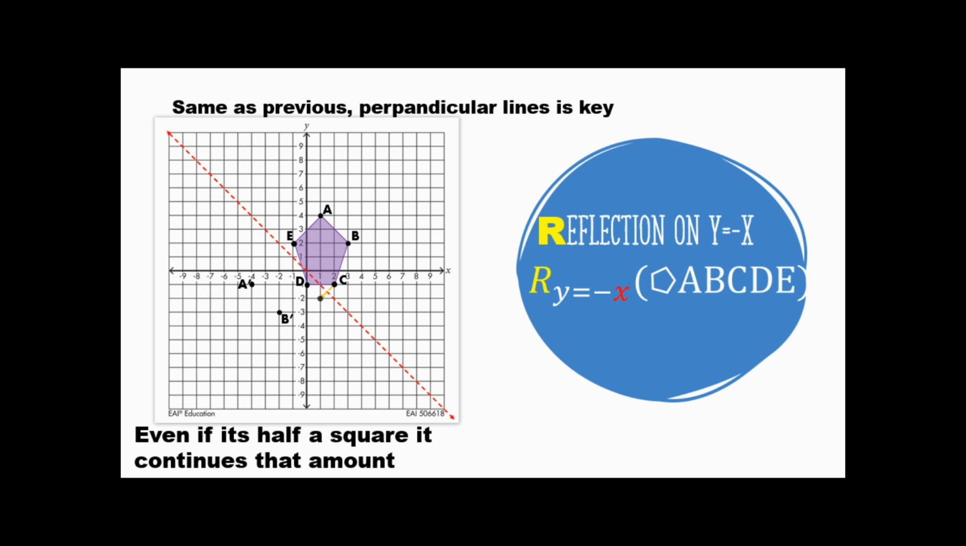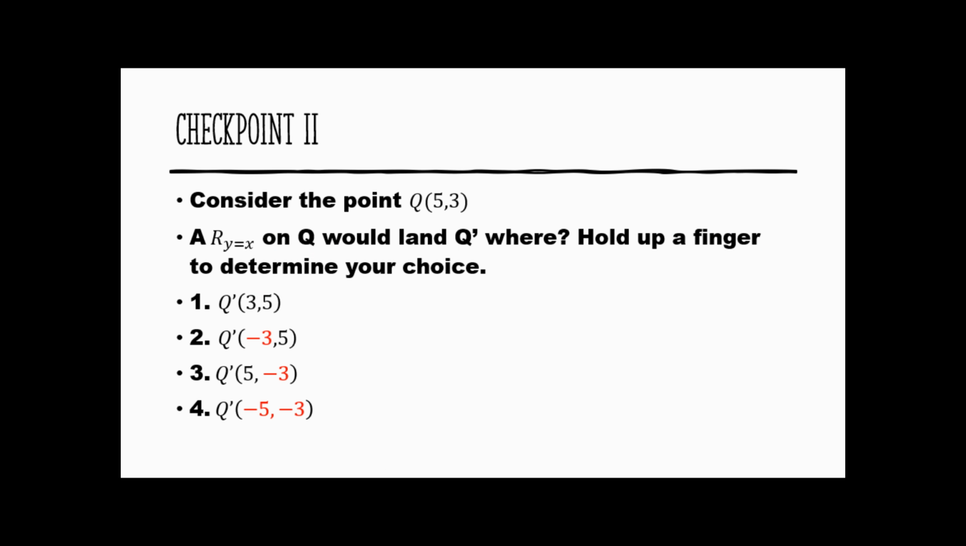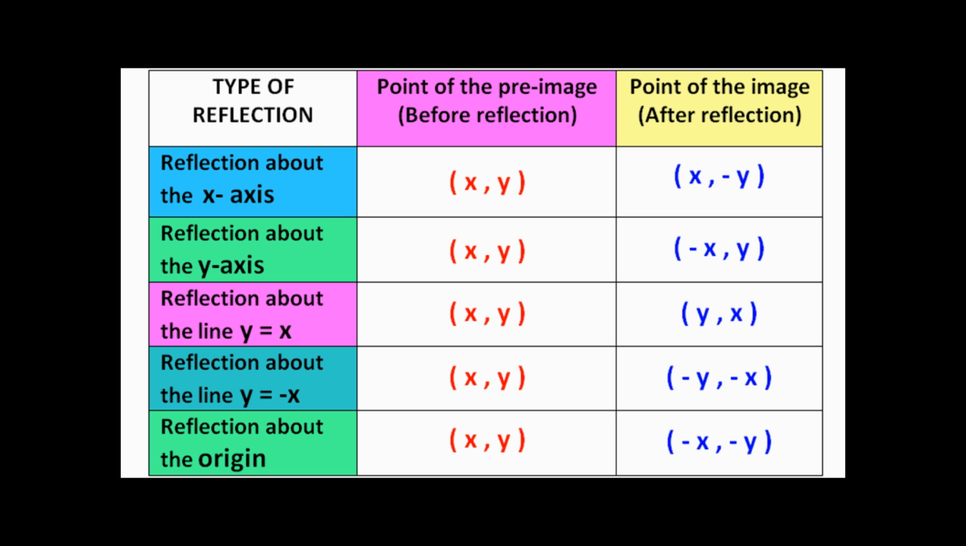C, D, and E. So by reflecting the image, we get something that looks kind of like that. All right. So if we're reflecting across y is equal to x, remember what happens. It's a positive. So all we need to do is swap.